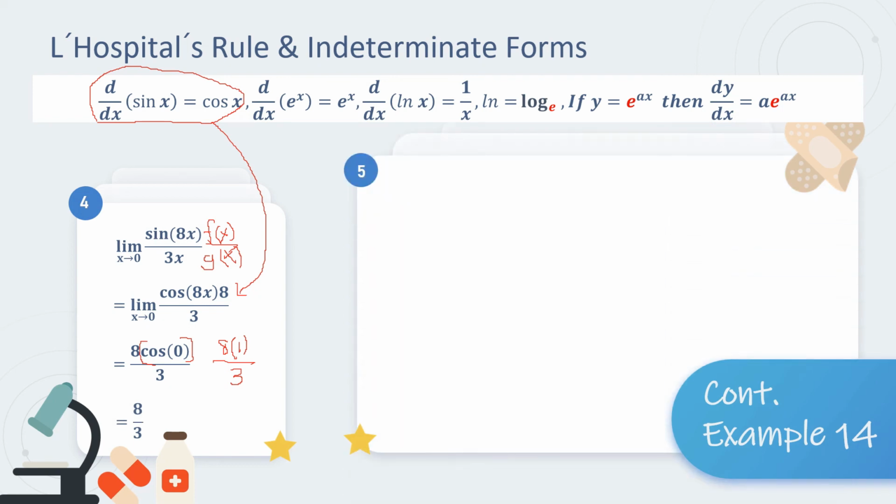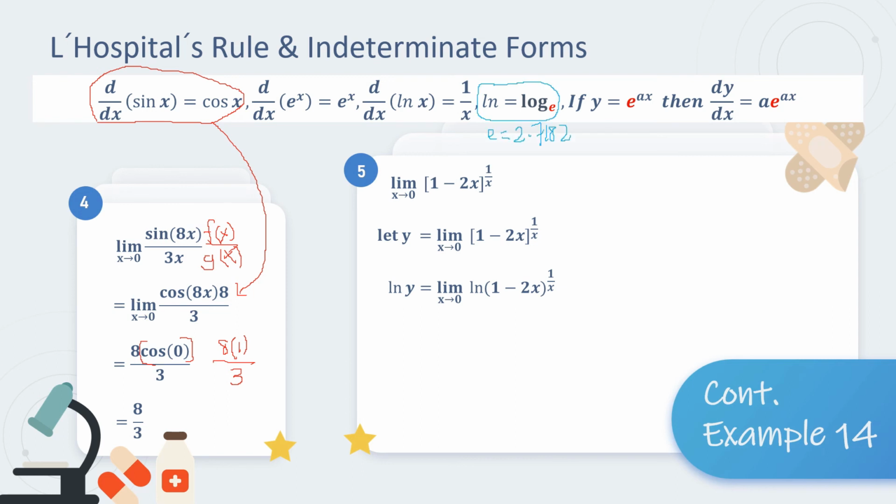Fifth example, given function. First, let y equal the function. Next, introduce ln in the function of y. Ln is actually a logarithm with the base of e. E is a constant number with the value of 2.7182 something. Next, bring the exponent value 1 over x to the front.